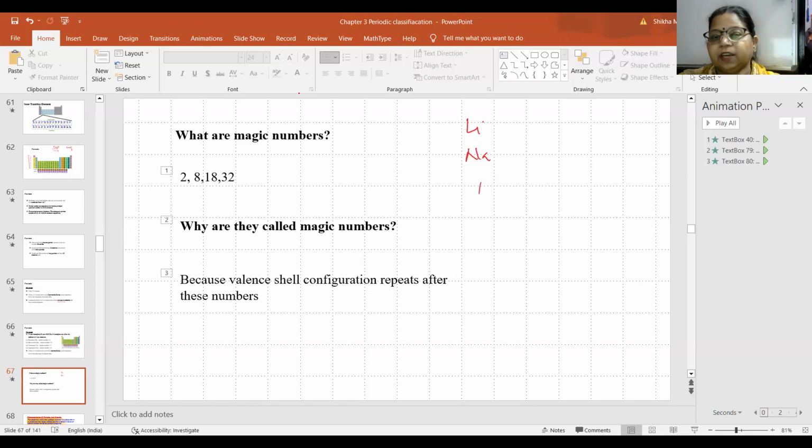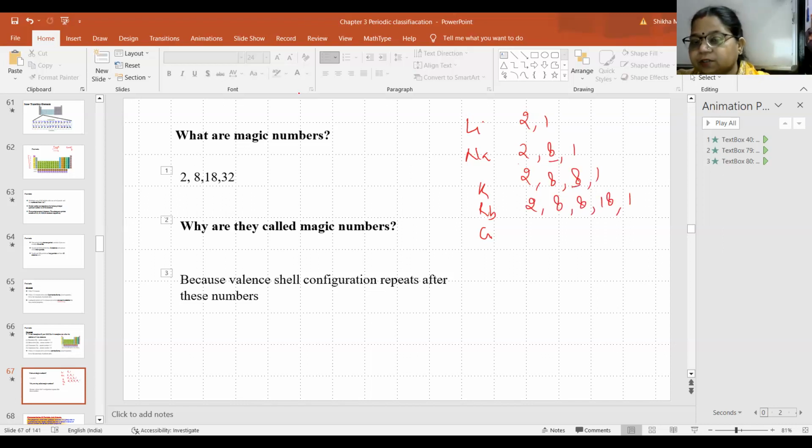Lithium, sodium, potassium, rubidium, cesium. I will just write it out: for lithium it is 2, 1. Sodium is 2, 8, 1. Potassium is 2, 8, 8, 1. Then rubidium is 2, 8, 8, 18, 1. What are you seeing? 8, 8, 18. So they are magic numbers. After them, the same valence shell configuration, that is 1 electron, appears, right? So this is okay.